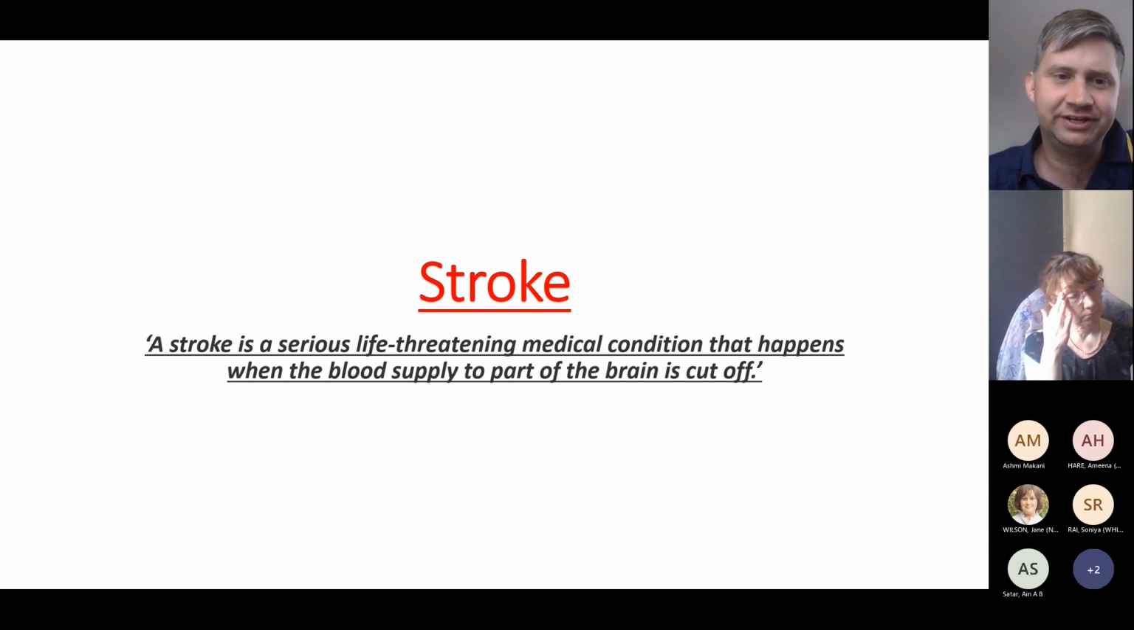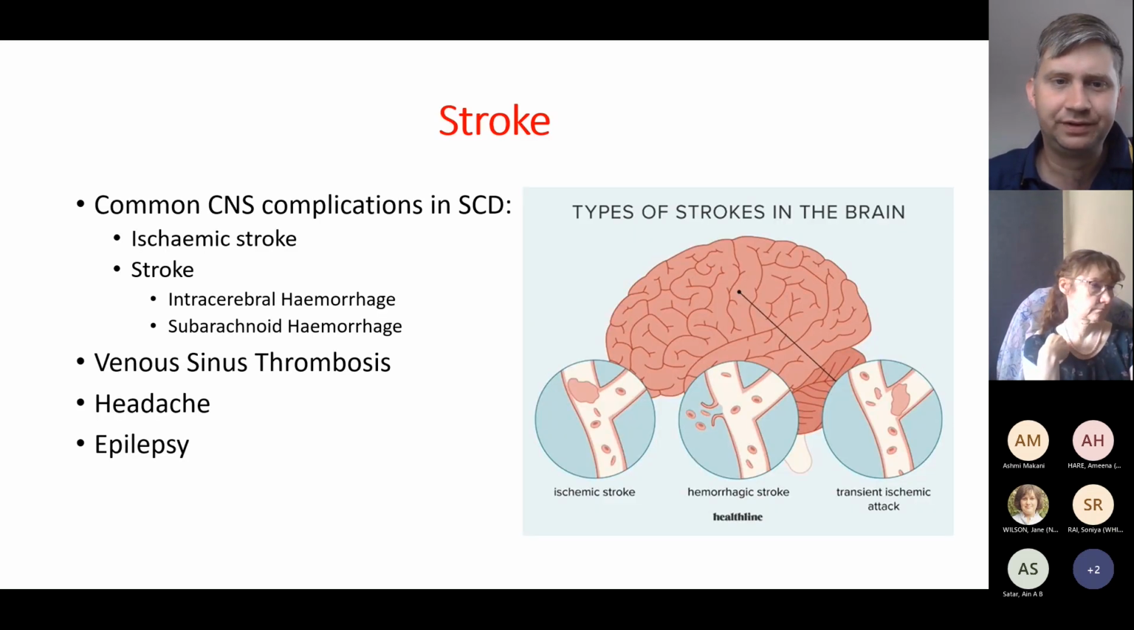Briefly touch on stroke. As we all know, stroke is a serious life-threatening medical condition that happens when the blood supply to part of the brain is cut off. So it's quite common in sickle cell disease, unfortunately. So we see ischemic stroke, we see intracerebral hemorrhage, subarachnoid hemorrhage, venous sinus thrombosis, headaches, and we see epilepsy as a result.